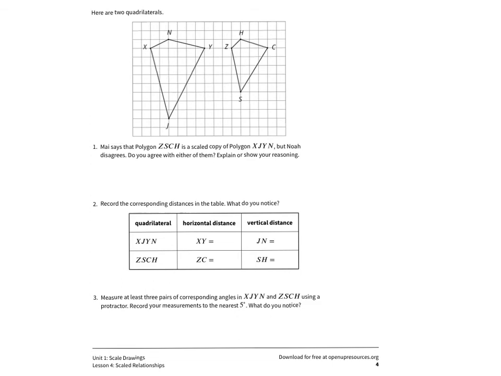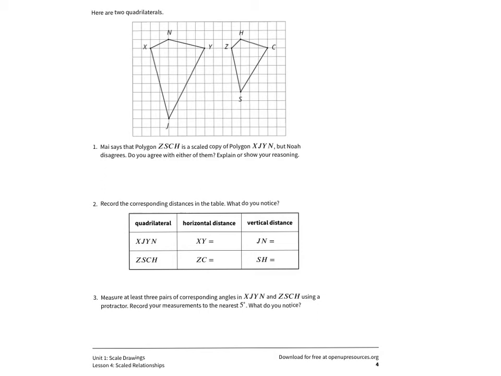Okay, so once you've answered question number 1, I want you to record your answers in this table in number 2. It says record the corresponding distances in the table. So in quadrilateral XJYN, record the horizontal distance XY, and then record the vertical distance JN, so between J and N. And then do the same thing for the other polygon, for ZSCH. Record the length of ZC, record the length of SH. Okay, so hit pause, write those in the table.